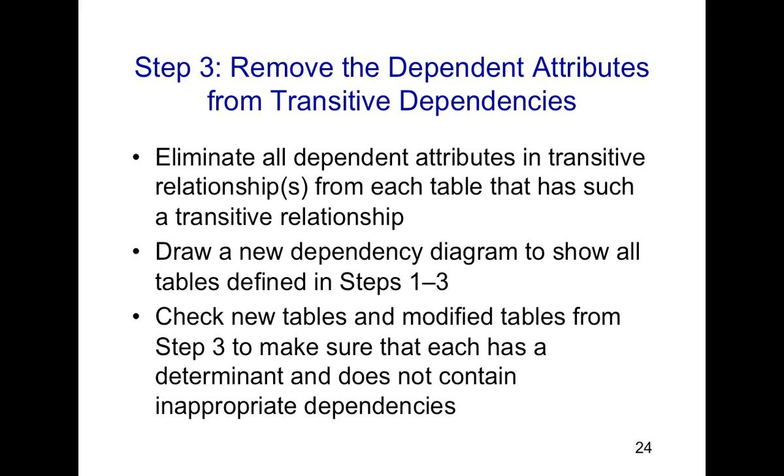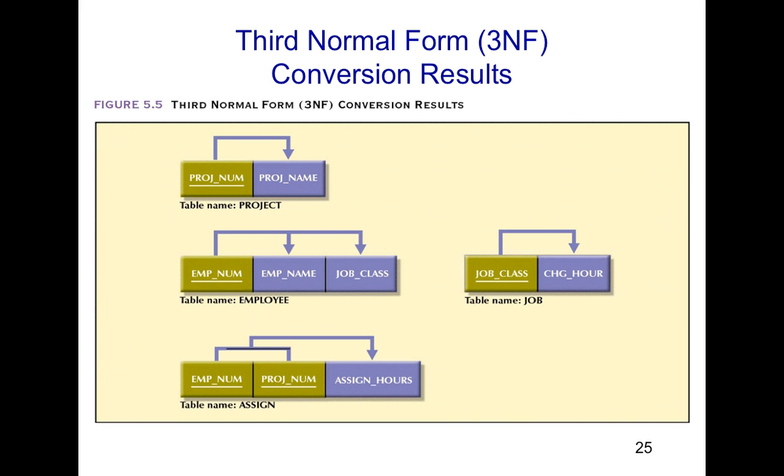We can draw the dependency diagram, and this will actually turn into an entity relationship diagram. So we've checked the new tables, modified the tables in step 3, and made sure that all of the determinants don't contain inappropriate dependencies. And then we get this. It's not drawn as an entity relationship diagram, but it very well could be. Because if you relate this to determining an entity relationship diagram, backwards is what we're doing. We're going back the opposite direction.